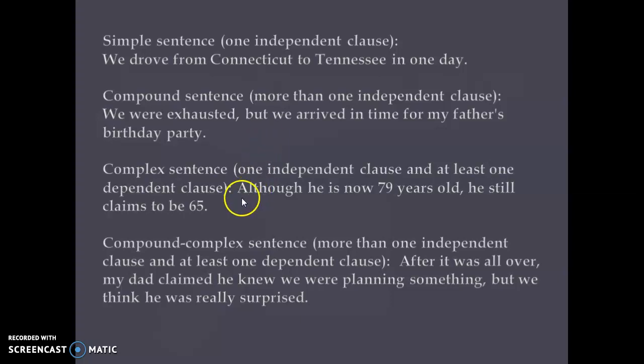The second reason is, see this word right here, although? It's a dependent word. See what you've got here after although? He is now 79 years old. That's a complete sentence. But because we added this dependent word to this complete sentence, now we need to lean it up against another complete sentence. He still claims to be 65. That could be its own sentence. But we've created a complex sentence by adding a dependent word.